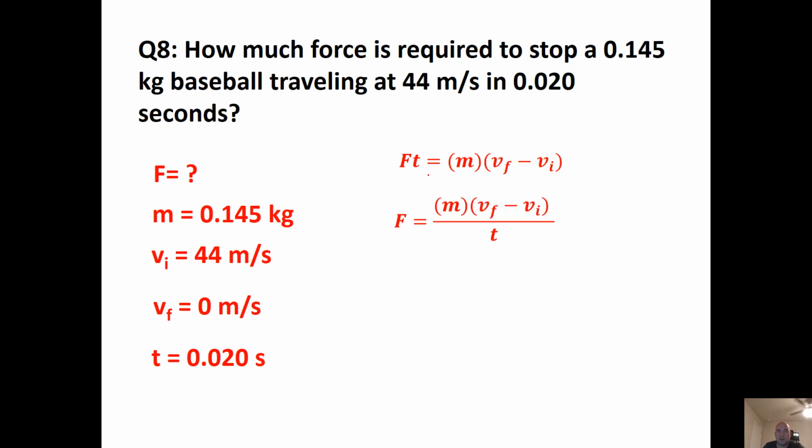So you rearrange it. Force is equal to, take all this, divide time out from both sides. When you divide time out from both sides, you get this. Then you can start plugging in values. When you plug in values, you should get an answer of negative 319 newtons, or backwards 319 newtons.